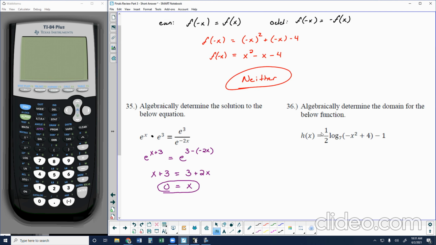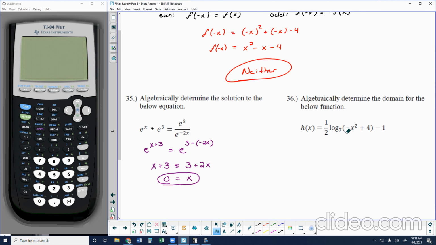Problem 36 says to algebraically determine the domain for the below function. Remember with logarithmic functions, to determine the domain, the only consideration is the input value for the logarithm. So this input value must be greater than 0. In order to solve this, we can start by subtracting 4 from both sides. So negative x squared has to be greater than negative 4. And then we can divide by negative 1, so x squared has to be less than 4.